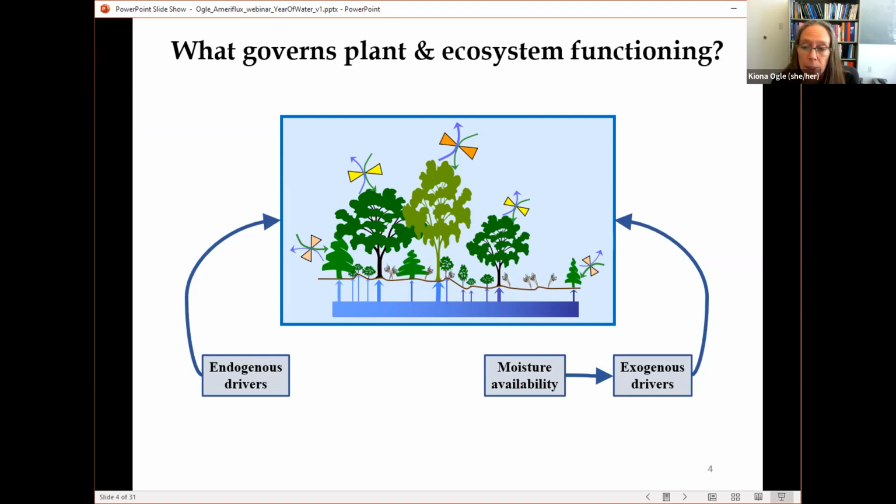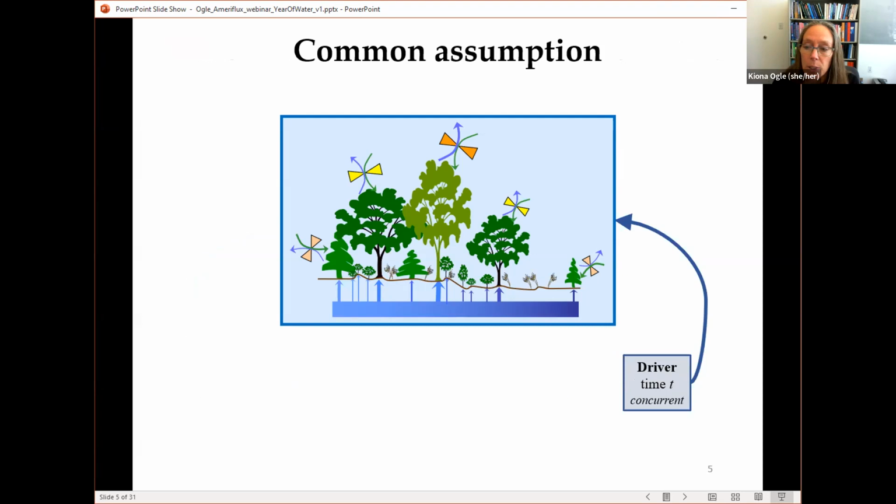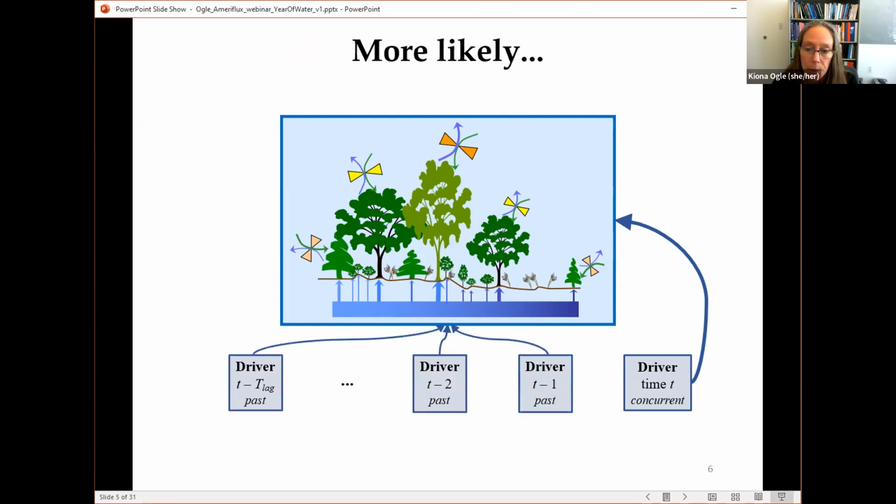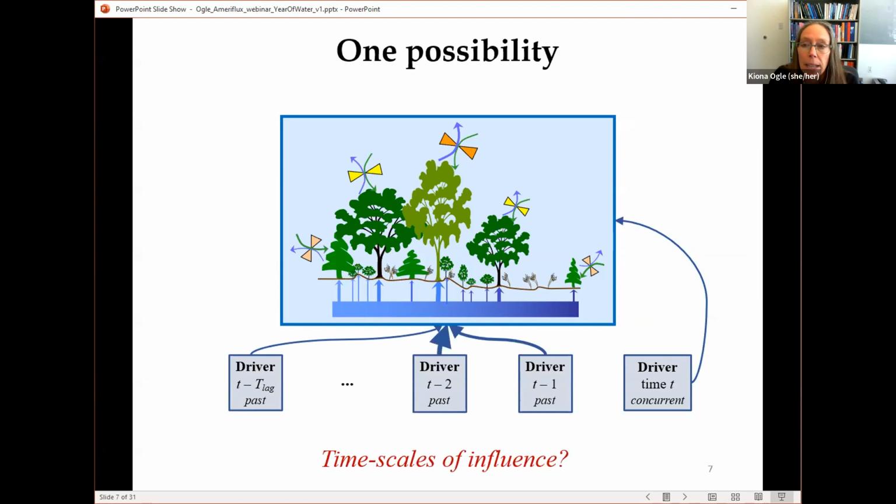is not entirely clear. The typical approach, though, to evaluating drivers of ecosystem functioning is to relate observed variables such as carbon or water flux components to concurrent drivers such as soil moisture status at the time of that measured response. However, it's more likely that concurrent and antecedent conditions simultaneously govern plant and ecosystem functioning. Furthermore, past conditions may be even more important than current conditions, as represented by the thicknesses of these arrows in this figure. But how do we know the timescales over which such drivers influence the system? That is, which of these arrows are the thickest?